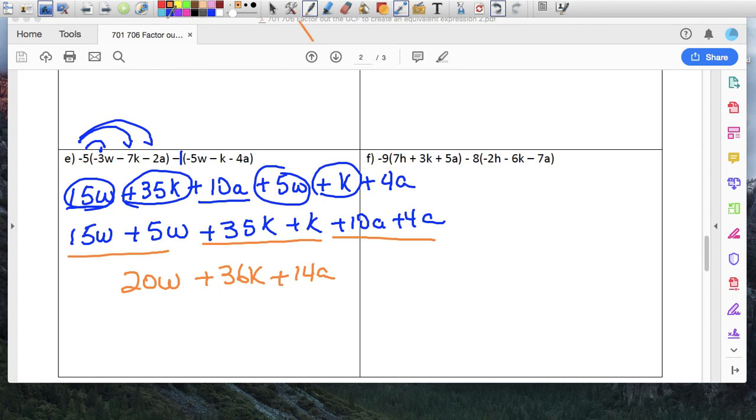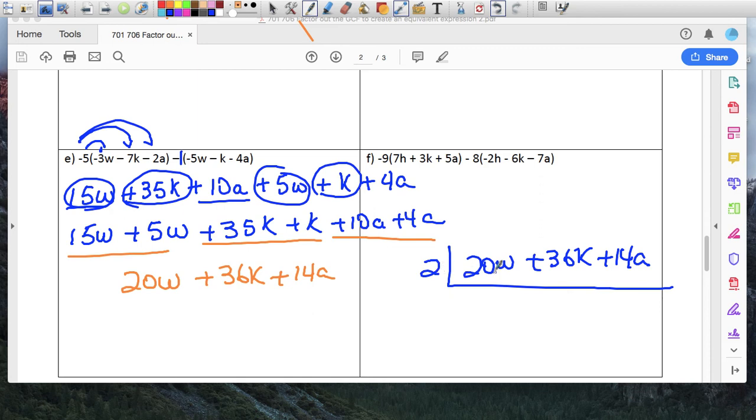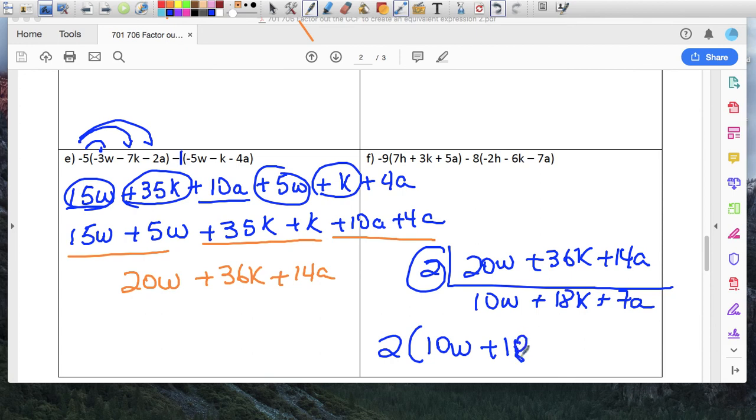With this one, you can actually have a common factor that's not 1. So 20w plus 36k plus 14a, ladder method, we can pull out a 2. 20 divided by 2 is 10, so 10w. 36 divided by 2 is 18k, and 14 divided by 2 is 7. So our expression, this GCF is 2, so it's 2 times 10w plus 18k plus 7a.